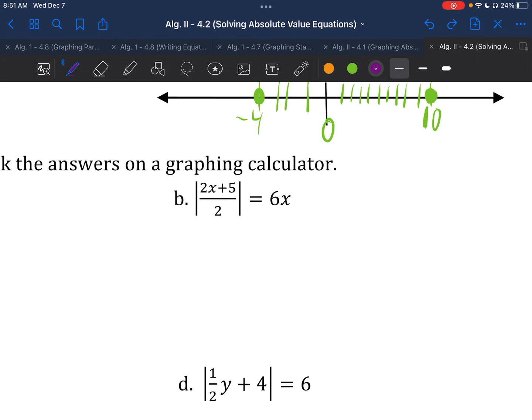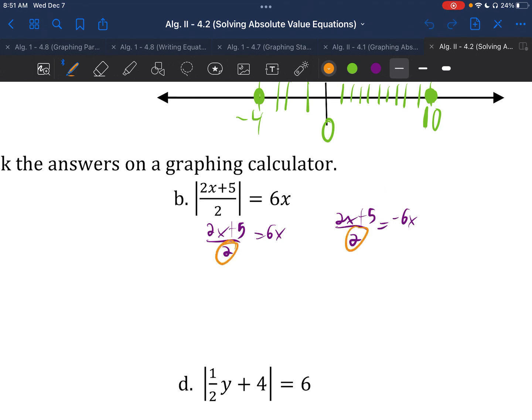All right, I would love for you to try letter B on your own. On letter B, the absolute value part's already isolated, so go ahead and make your two equations. (2x plus 5)/2 equals 6x. (2x plus 5)/2 equals negative 6x.